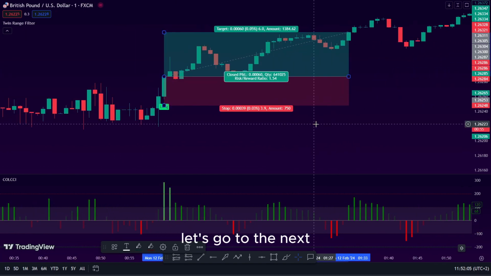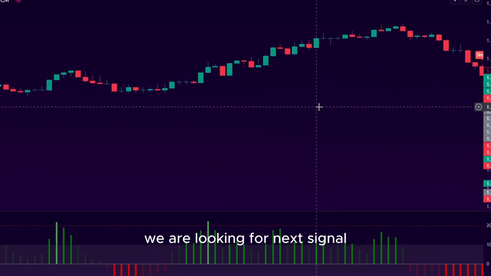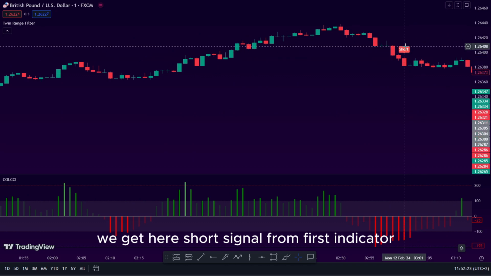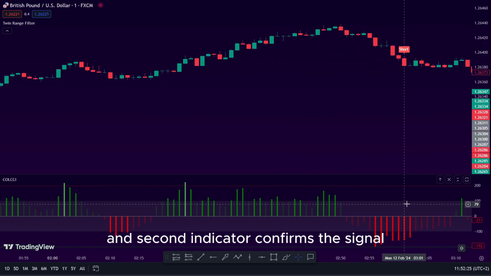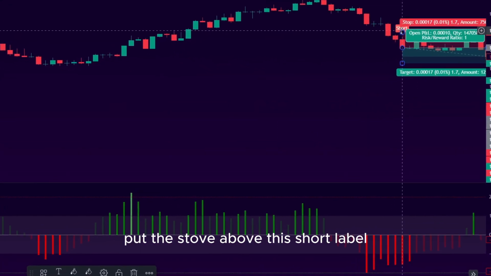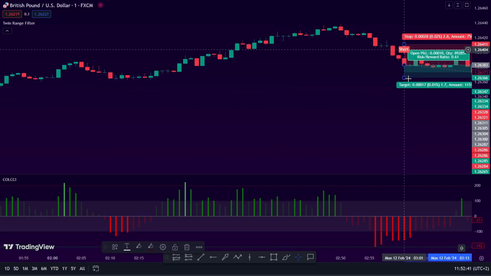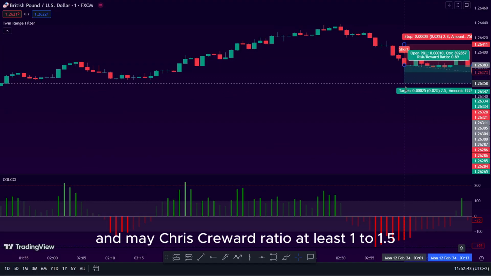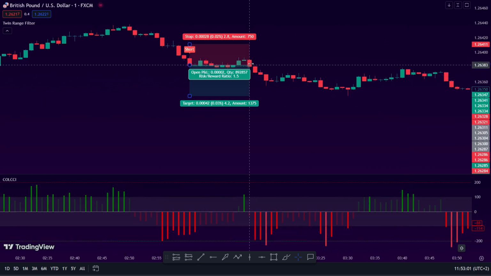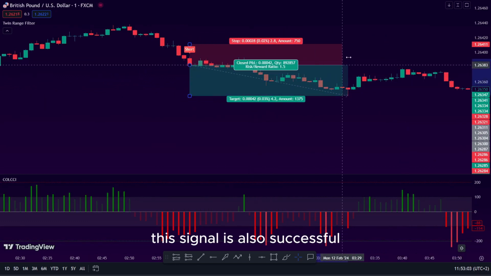Let's go to the next. We are looking for the next signal. The next signal is this. We get here a short signal from the first indicator and the second indicator confirms the signal. I take a short position. Put the stop above this short label and make the risk reward ratio at least 1 to 1.5. Let's see the result. This signal is also successful.